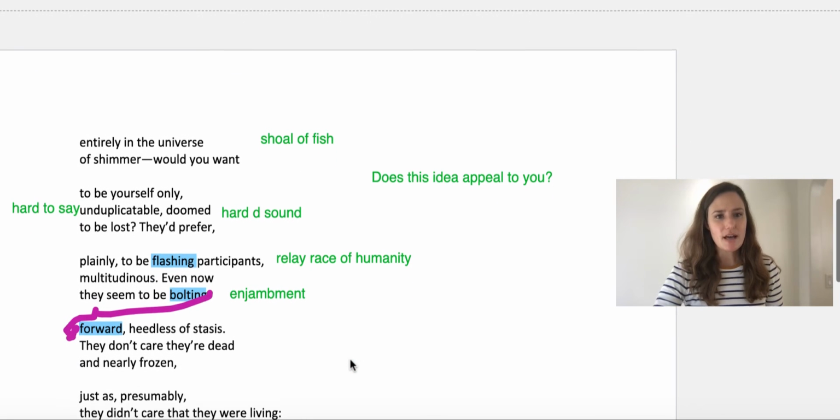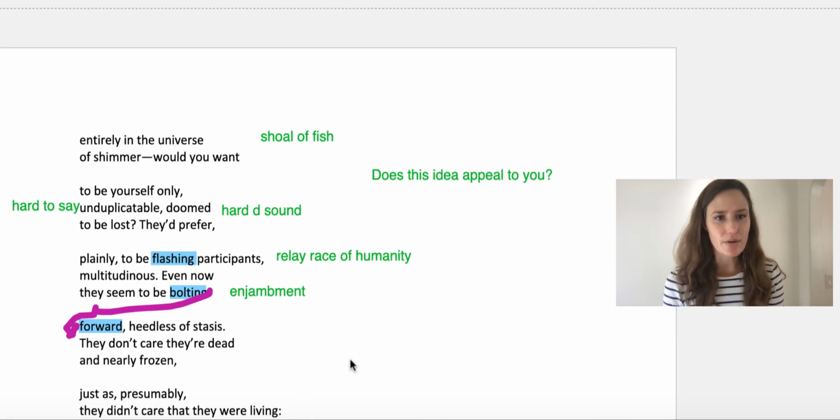Would you want to be yourself only, unduplicatable, doomed to be lost? They'd prefer, the fish, plainly, to be flashing participants. I love that image, flashing participants. Multitudinous.